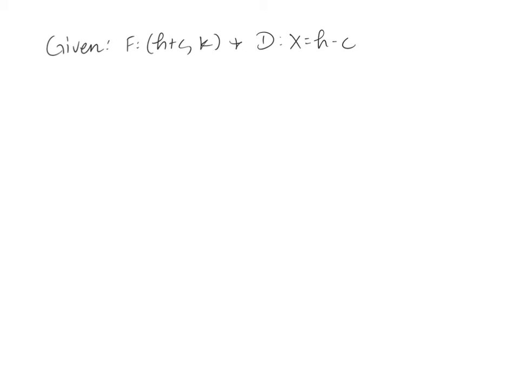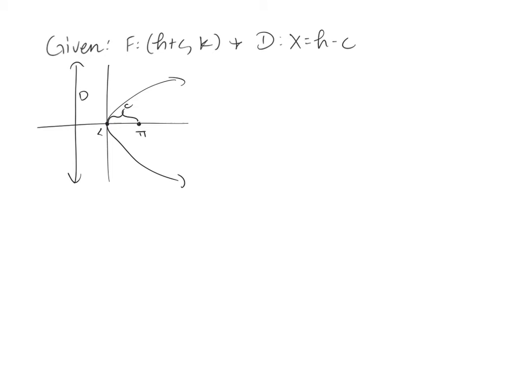So lastly, let's say we're given our focus and our directrix, but no vertex, okay? The way to figure out our parabola equation is to remind ourselves that the parabola is the set of all points equidistant from the focus and the directrix, okay? As you can see by my drawing, there's a distance c between the vertex and the focus, and the vertex and the directrix.